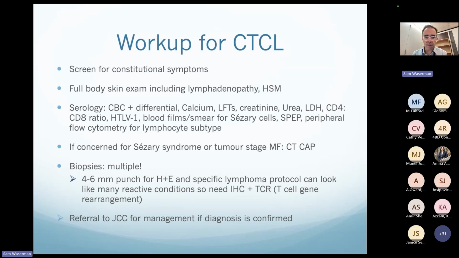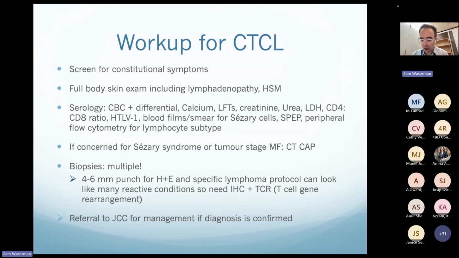Now, in terms of the workup for CTCL, it's important to screen for constitutional symptoms, and do a full body skin exam, including lymphadenopathy and hepatosplenomegaly. You see all the serology there on your screen that we typically screen for. If you're concerned for Sézary syndrome or tumor stage MF, we recommend a pan-CT. And as I said before, multiple biopsies of at least 4 to 6 millimeters. So this is one instance where doing a single 3 millimeter punch biopsy may not be as useful as multiple larger biopsies.